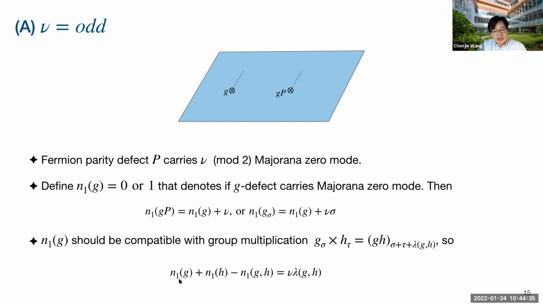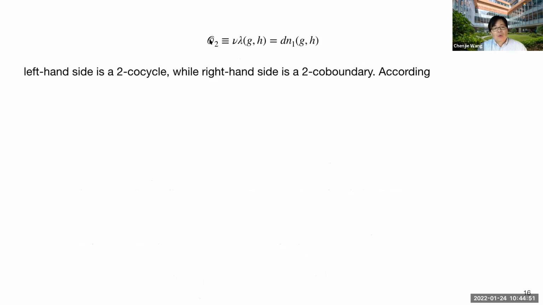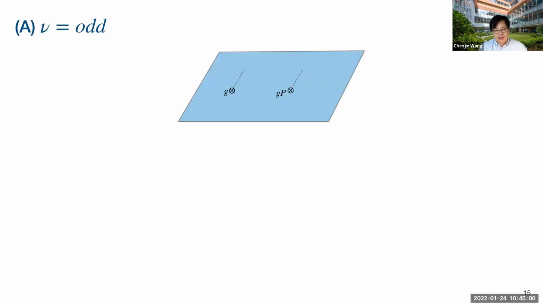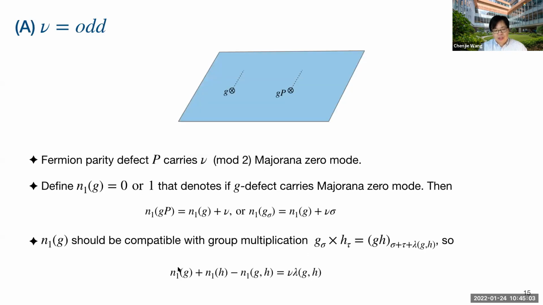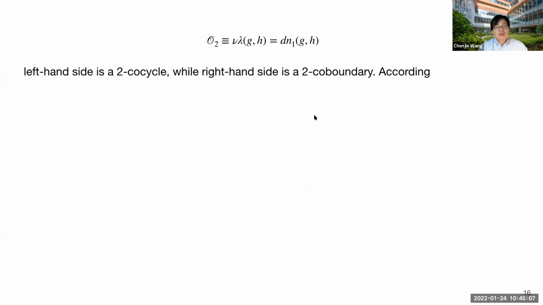So you get N1(g) plus N1(h) minus N1(gh). This plus-minus sign is not that important because everything is modulo 2, but this is more conventional. So nu times lambda(g,h). To write it more compactly, let me define a quantity called O2, which is the right-hand side of the equation in the previous slide, and dN1 is the left-hand side. This is simply the same equation. This is dN1, and this is O2.